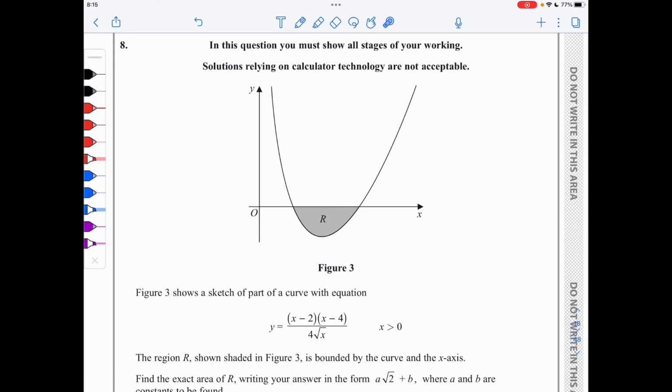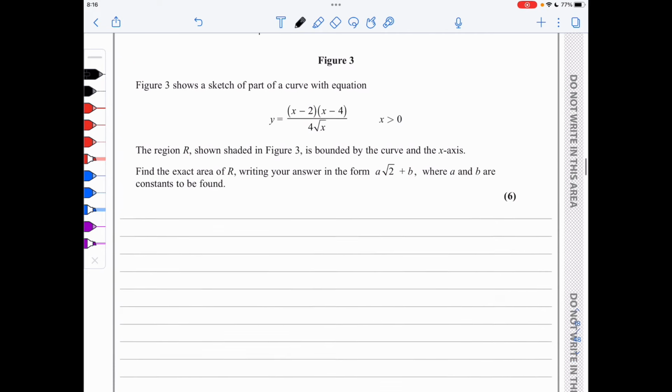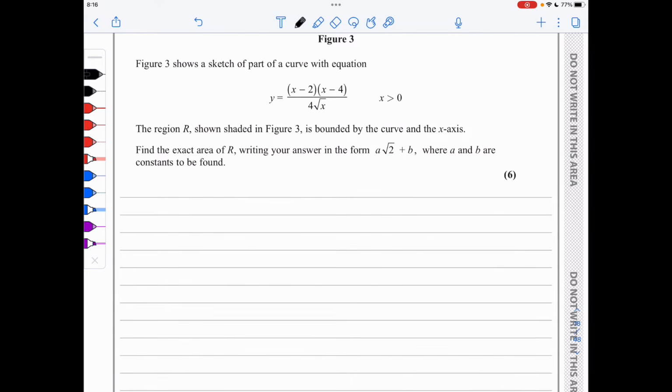In question 8, we've got this graph here. It's the curve with equation y equals (x minus 2)(x minus 4) over 4 root x, and we are asked to find the shaded area R. We start by noting that the cuts on the x-axis are at 2 and 4. These are the values of x for which y is 0. We can see this from the factorized form of the numerator, and we will be using integration to obtain the area R.